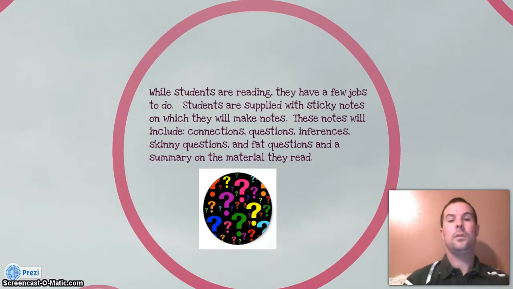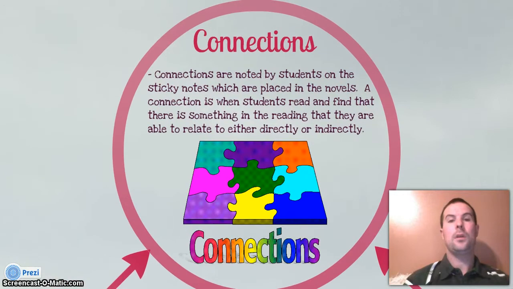While students are reading, they have a few jobs to do. Students are supplied with sticky notes on which they will make notes. These notes will include connections, questions, inferences, skinny questions, and fat questions, and a summary on the material they read. Connections. Connections are noted by students on the sticky notes, which are placed in the novels. A connection is when students read and find that there is something in the reading that they are able to relate to either directly or indirectly.